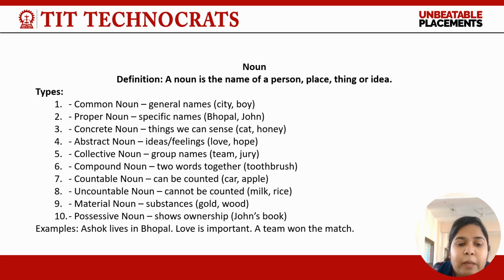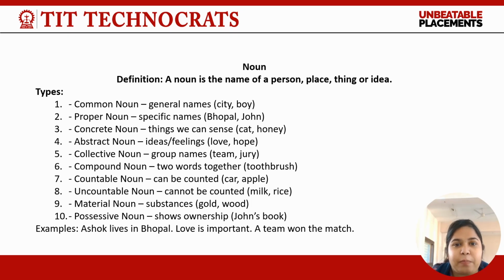Similarly, the fourth type of a noun is abstract noun. It tells about the ideas and feelings of a human person. We have lots of feelings or ideas, right? For example, love or hope. This is the best example which can be given for the abstract noun.